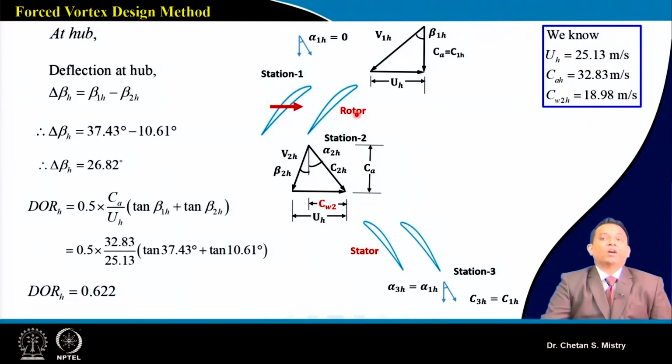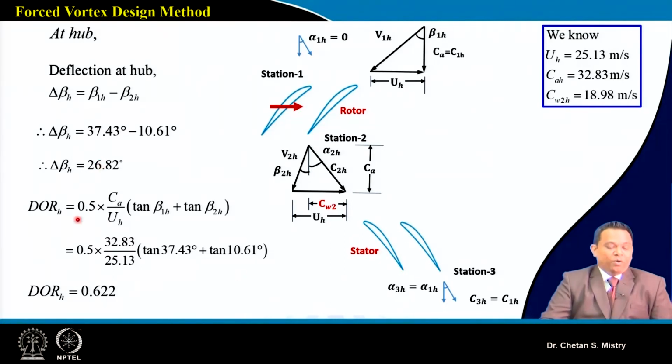Now at the hub we can calculate our delta beta, since my beta 1 and beta 2 are known to me. So we can say delta beta at the hub is coming 26.82. Just look at this number compared to all the methods you have solved, where delta beta was coming to be different. Here you are looking at this number to be different.